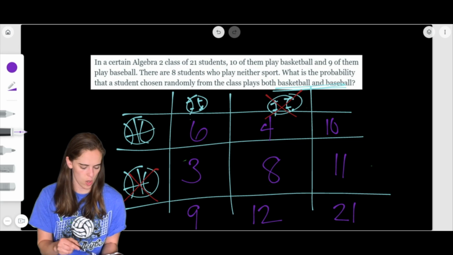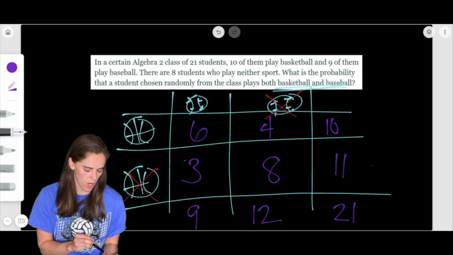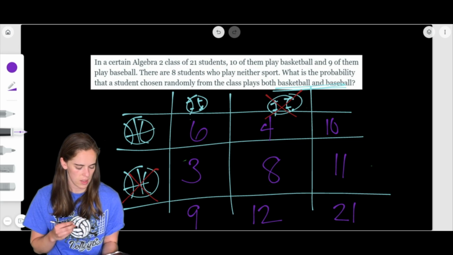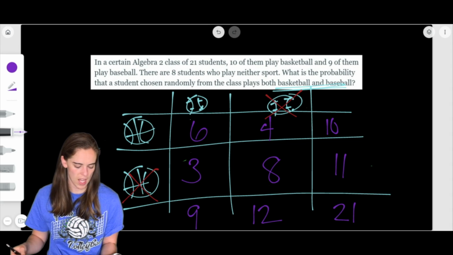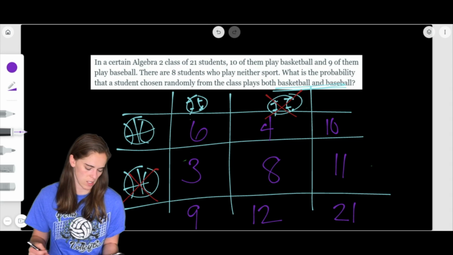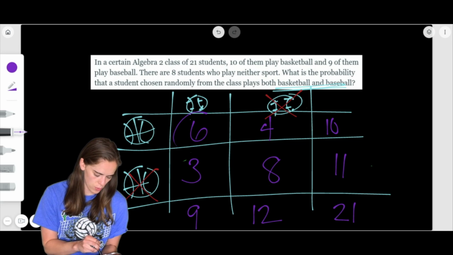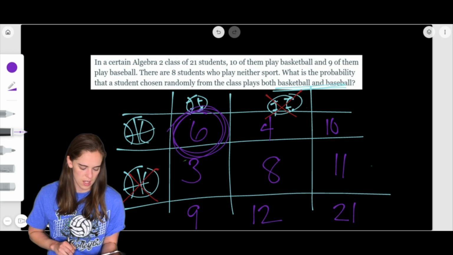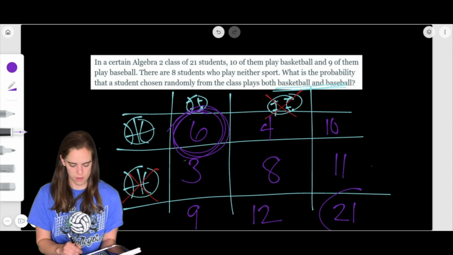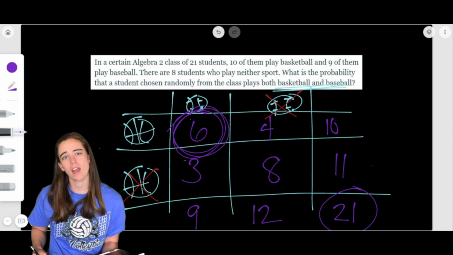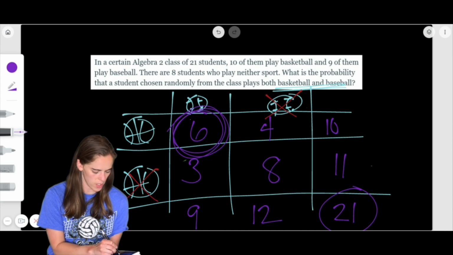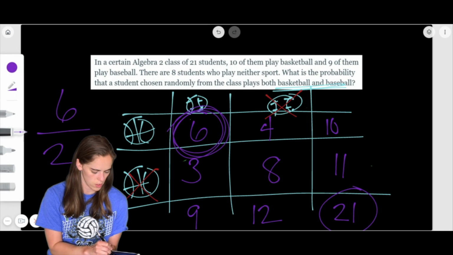Now I can go ahead and go back to that question. The question was, what is the probability that a student chosen randomly from the class plays both baseball and basketball? Plays both of them. So the only spot on my table where they're playing both is right here, this 6. And we've had a total of 21 students. That means that my final probability for this one is going to be 6 out of 21.